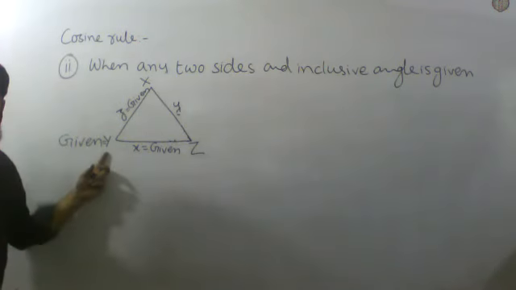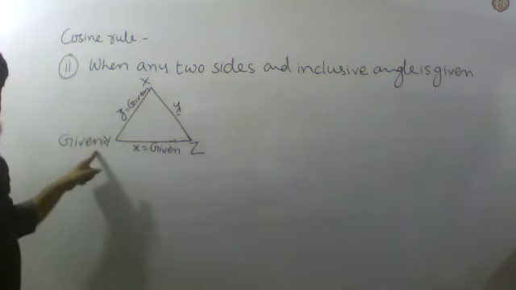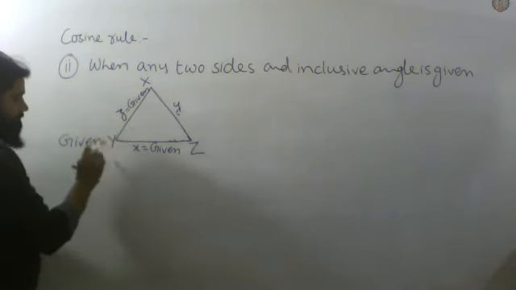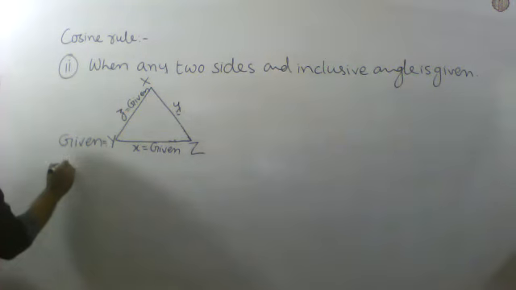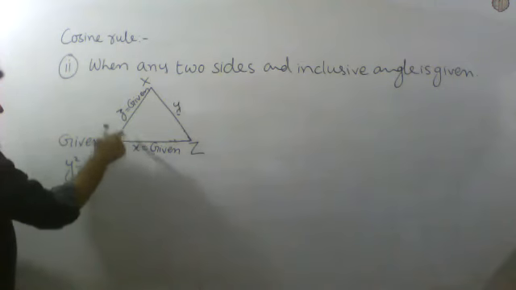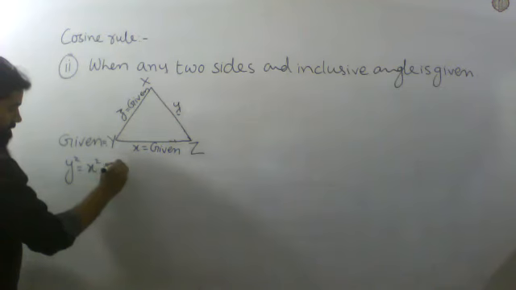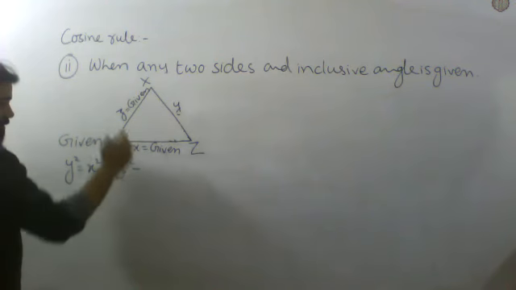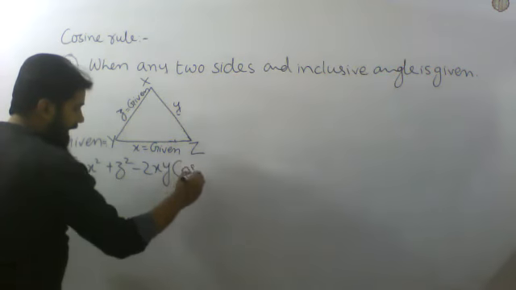As angle y is given to me, so I can only find this side which is opposite to angle y, which is of inclusive angle of side z and side x. So what will I do? First of all, squaring of opposite side equals to squaring of these two sides which are given minus 2 times of these two into cos of given angle.